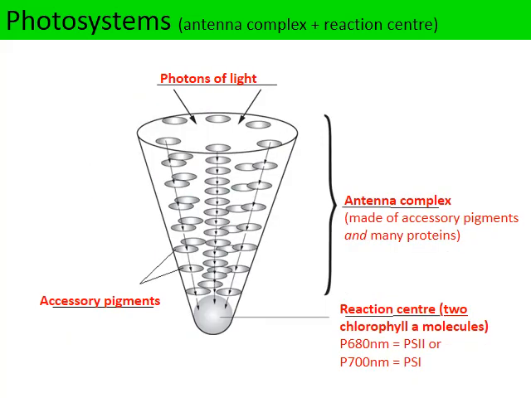So this is another view of the photosystem. Now we can see here, this is the antenna complex, and that's made of the accessory pigments, beta carotene, xanthophyll, and chlorophyll B. We know the reaction center is at the bottom, and that's made of two chlorophyll A molecules, each of which will emit a high energy electron. So we get two high energy electrons being released from this photosystem. And we find these in the thylakoid membrane.